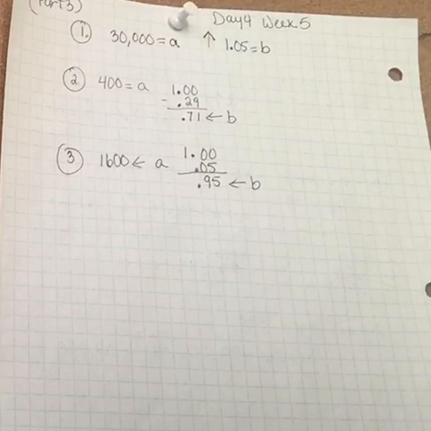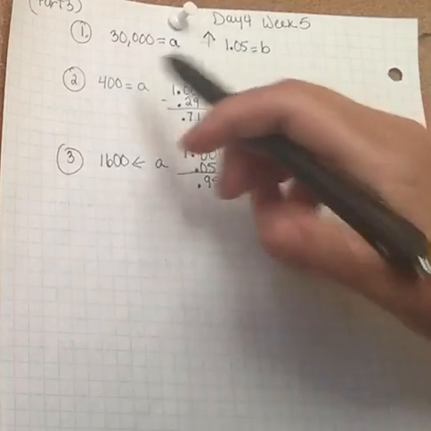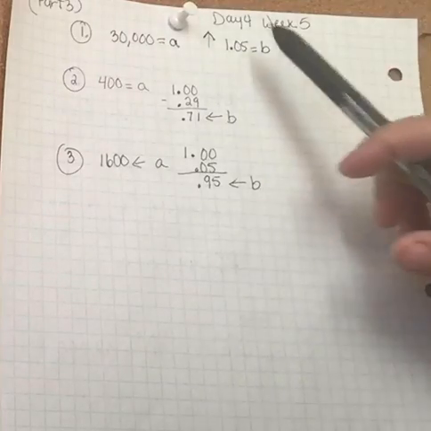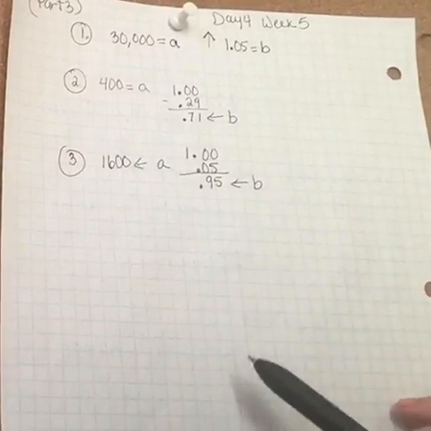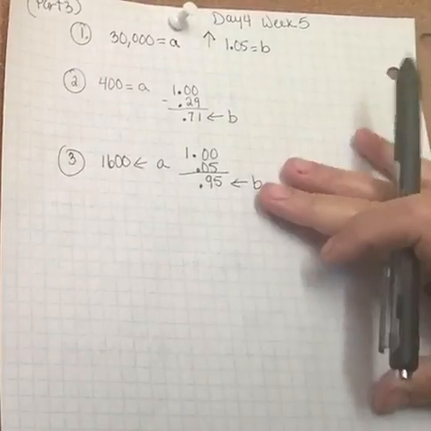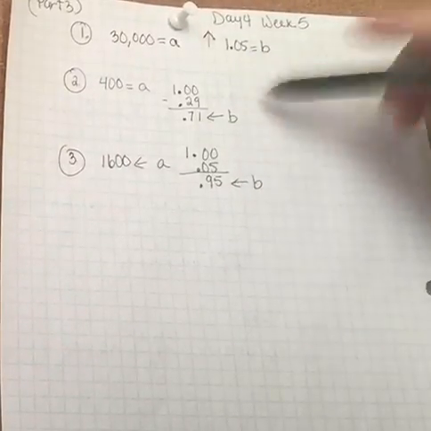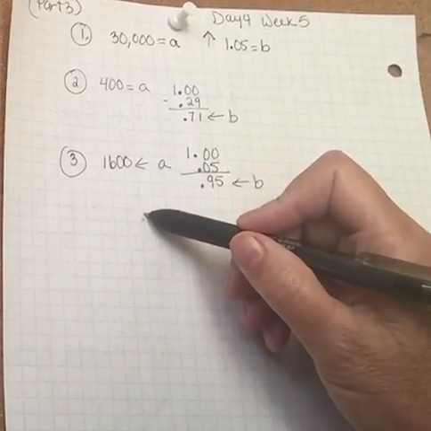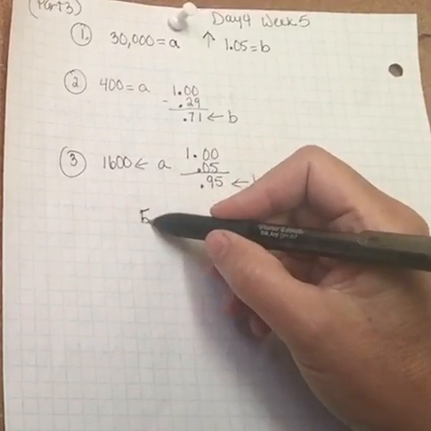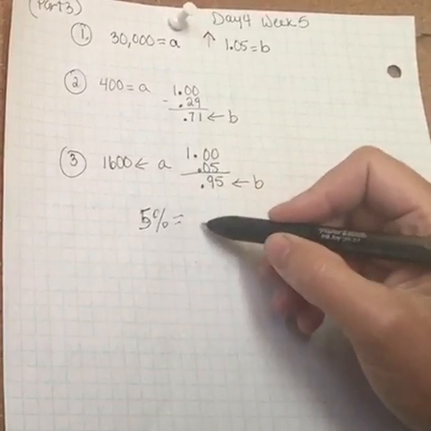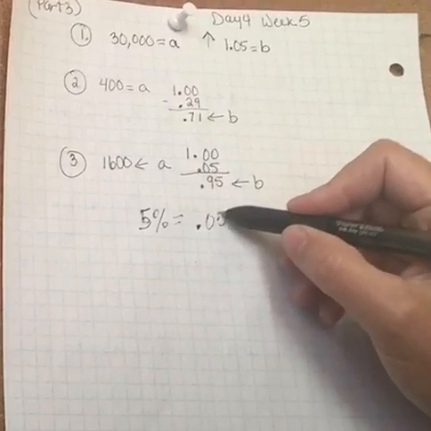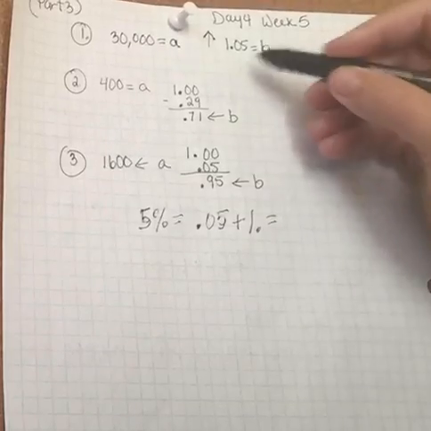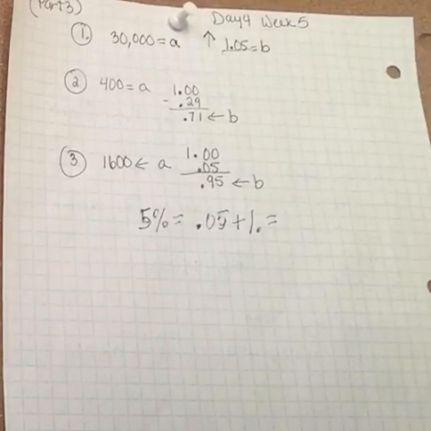You inherit land that was purchased for $30,000. The value of the land appreciated, so it went up 5%. So in order to come up with this 1.05, first I had to convert 5% equals 0.05. And then I have to add 1 to that, which gives me this right here. So that's how I got that.